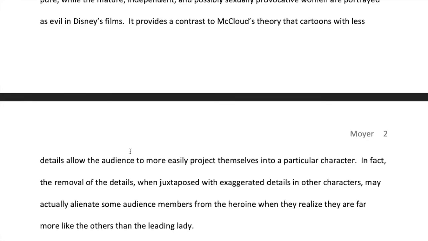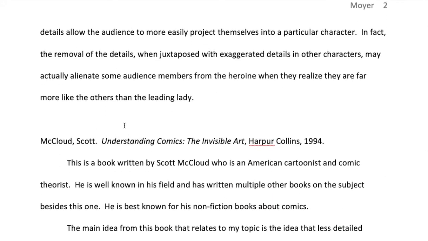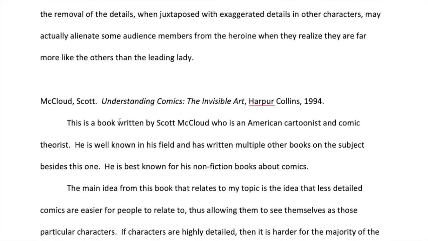But then I can go on to say, in fact, the removal of details, these are my thoughts again, when juxtaposed with exaggerated details and other characters, may actually alienate some audience members from the heroine when they realize they are far more like the other characters than the leading lady. Then I skip a space just for ease of looking at it in this case.